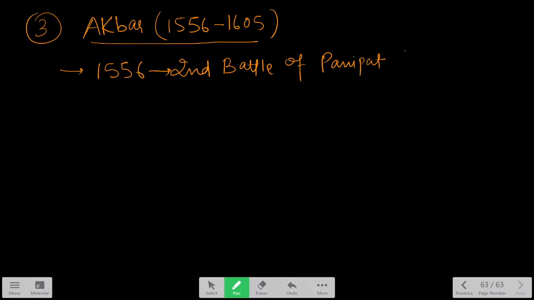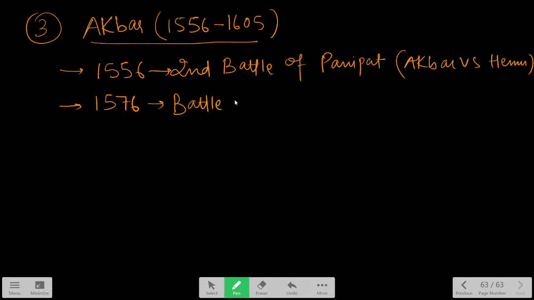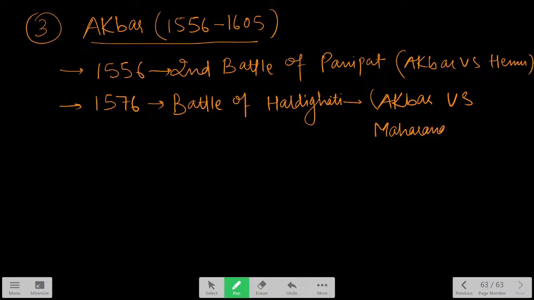Second Battle of Panipat, between whom? Akbar versus Hemu. You must know this also, right? Then in 1576, a very famous battle, the Battle of Haldi Ghati. Between whom did it take place? Akbar and Maharana Pratap. Okay, that happened.